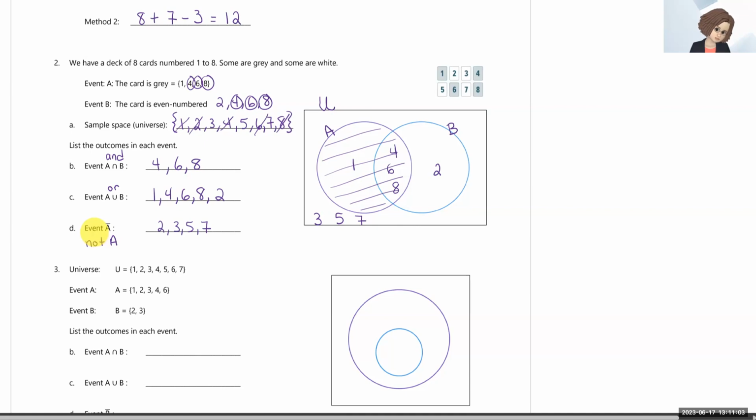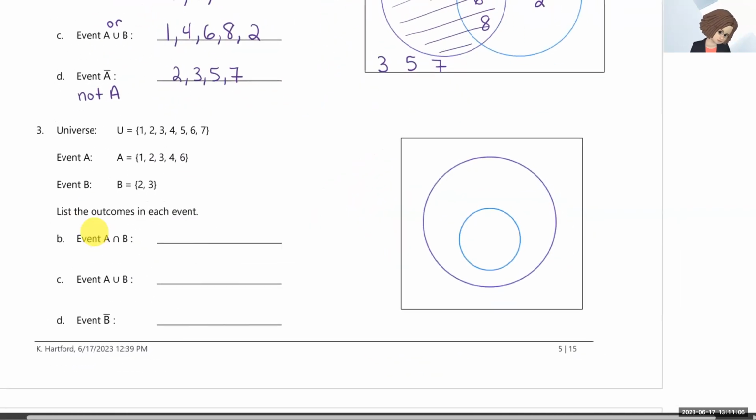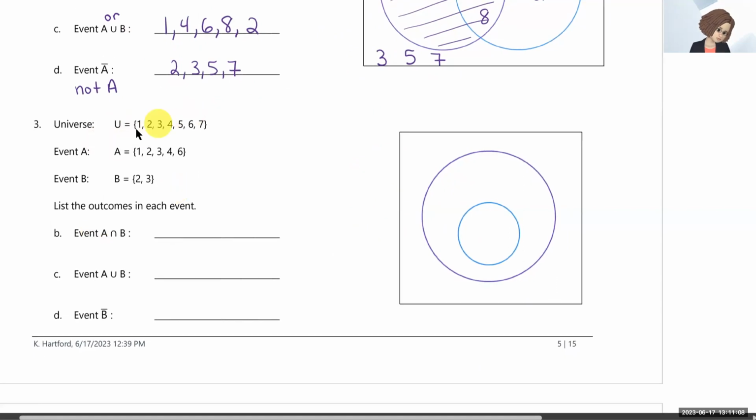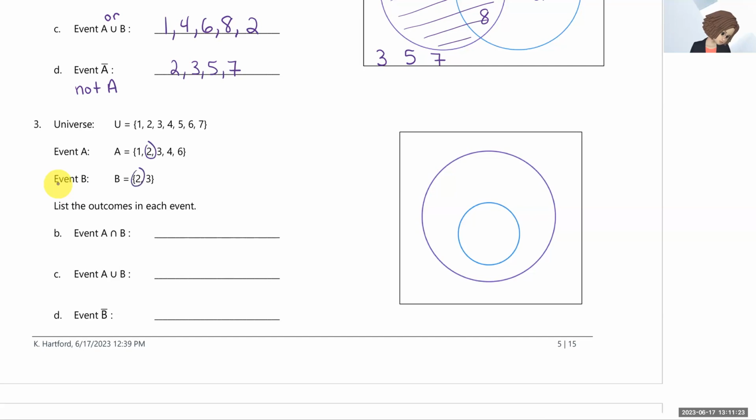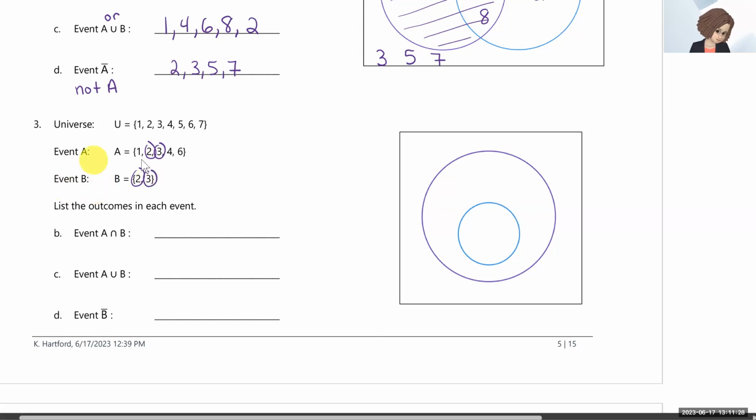All right, one more. So for this one, they give me the universe, 1, 2, 3, 4, 5, 6, 7, and then I've got 2 events, A and B. So we always start with looking at intersection. So in this case, they both share a 2 and they both share a 3. So here, all of event B is actually part of event A. So that can happen. And when it does, the Venn diagram will look like this.